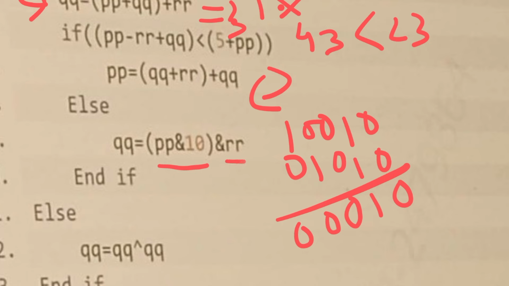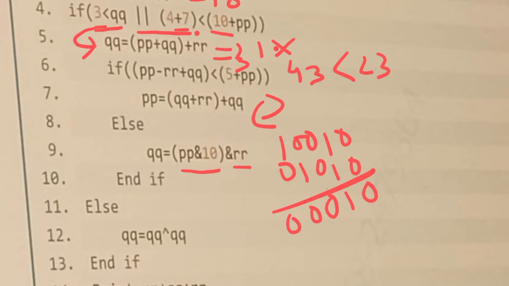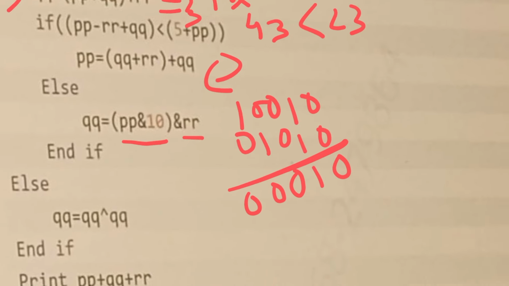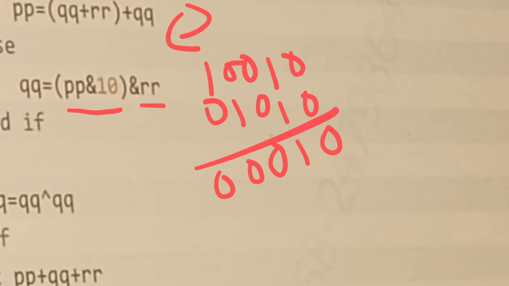And R. So what's the value of R? That is 6. The binary representation of 6 is 1 1 0. So if you perform AND operation between 2 and 6, this is the value of 2. 2 and 6, what will happen?